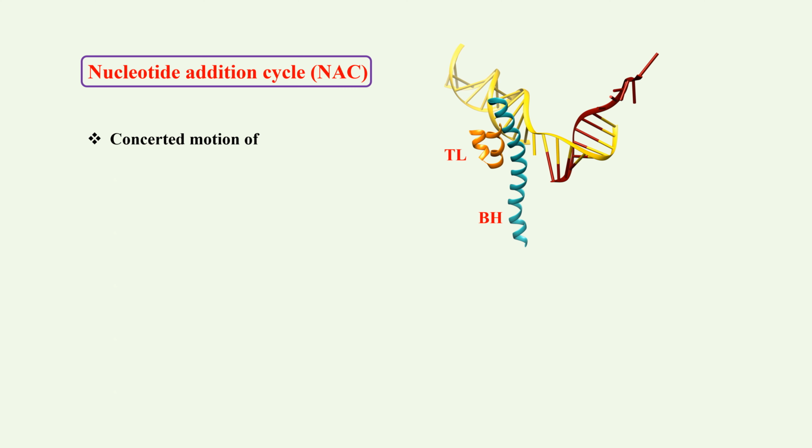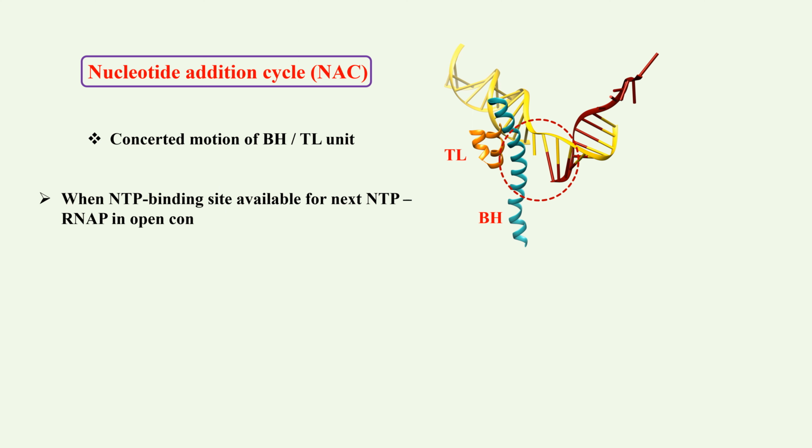A concerted motion of the bridge helix and the trigger loop, functioning as a BHTL unit, has an important role in the nucleotide addition cycle. When the NTP binding site is available for the next NTP, the polymerase is in open conformation, the trigger loop is unfolded, and the bridge helix is kinked.